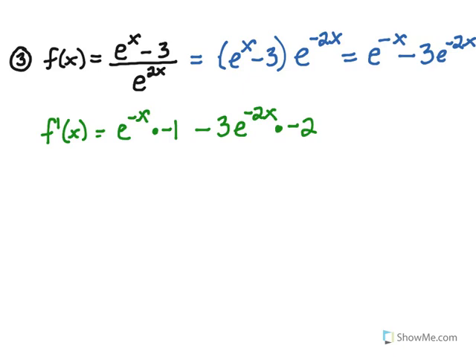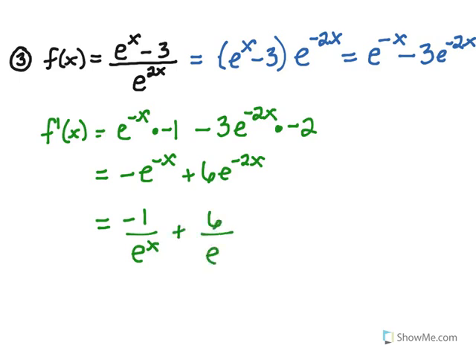And now I just want to go through and clean it up a little bit. So this is going to be negative e to the negative x plus 6e to the negative 2x. Which we can then express as negative 1 over e to the x plus 6 over e to the 2x to get positive exponents back. Okay, two more.